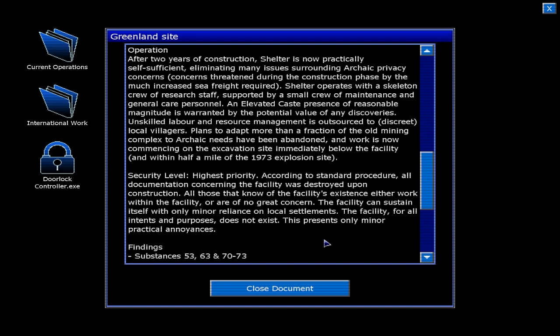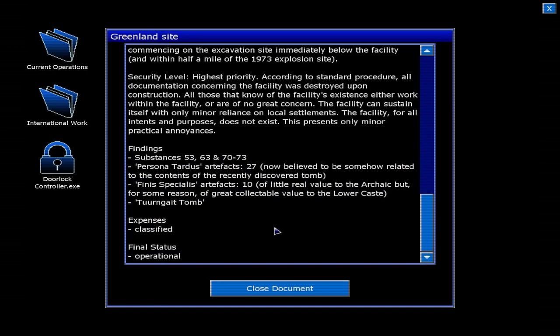Plans to adapt more than a fraction of the old mining complex to Archaic needs have been abandoned, and work is now commencing on the excavation site immediately below the facility and within half a mile of the 1973 explosion site. Security level: highest priority. According to standard procedure, all documentation concerning the facility was destroyed upon construction. All those that know of the facility's existence either work within the facility or are of no great concern. The facility can sustain itself with only minor reliance on local settlements. The facility, for all intents and purposes, does not exist. This presents only minor practical annoyances.